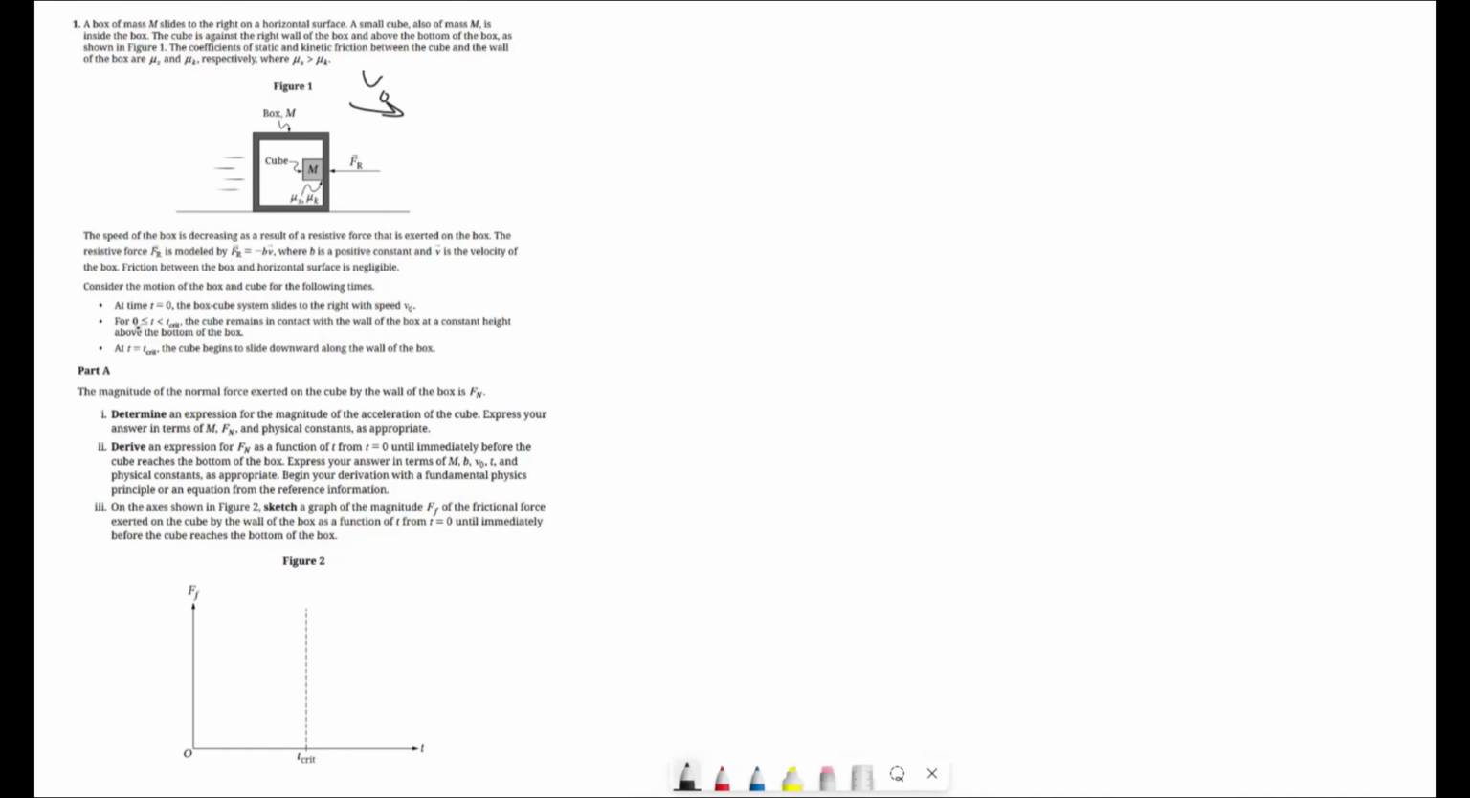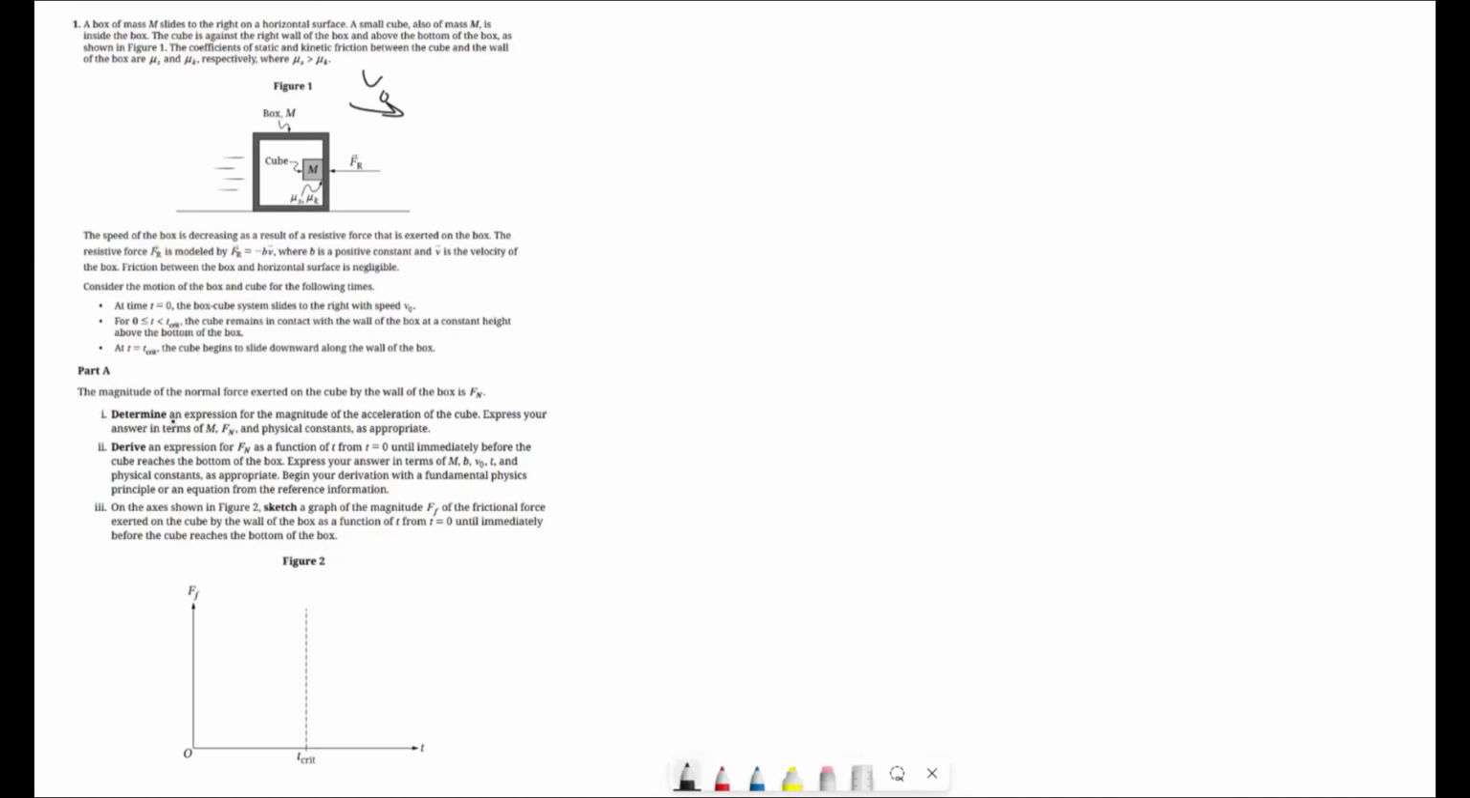Then as we get from 0 to t crit, the cube remains in contact with the wall at the same place. Once we hit that t critical point, it tells us the cube starts falling down. The resistive force, the acceleration, has gone down enough that the friction is no longer strong enough. So part A had three parts. The first part was fairly easy, and it lulled us into a sense of false security when you look at the next two parts.